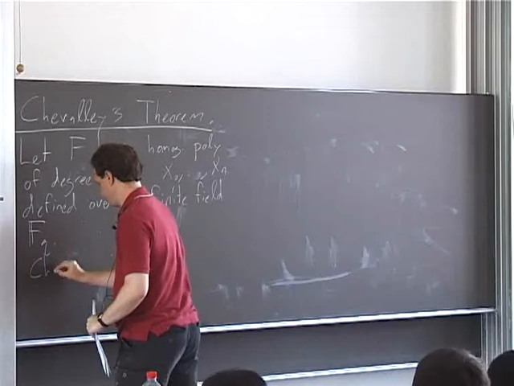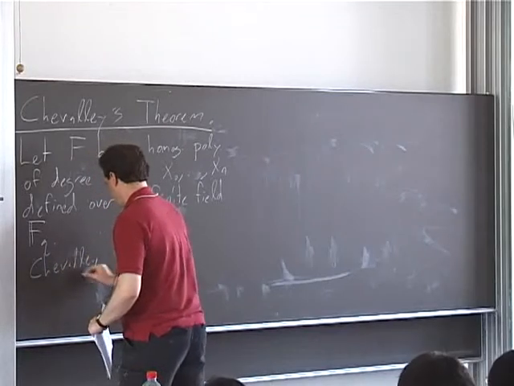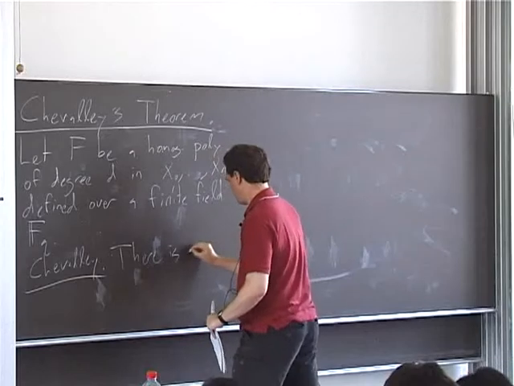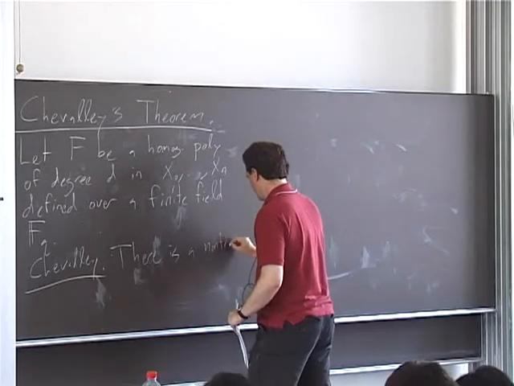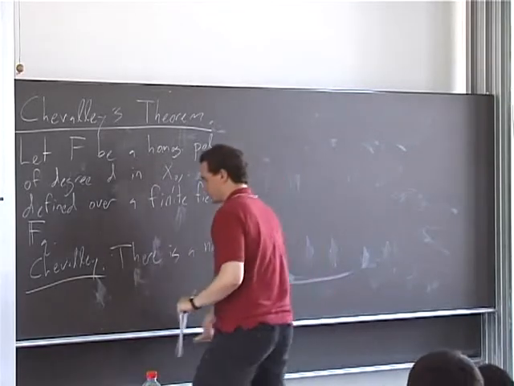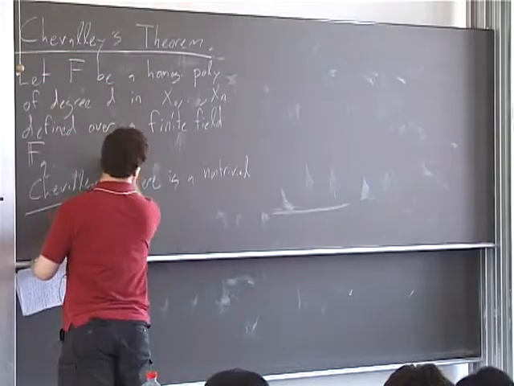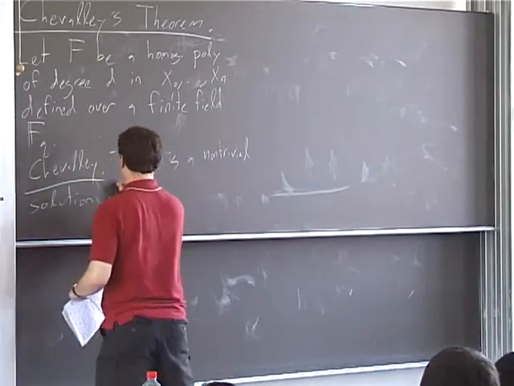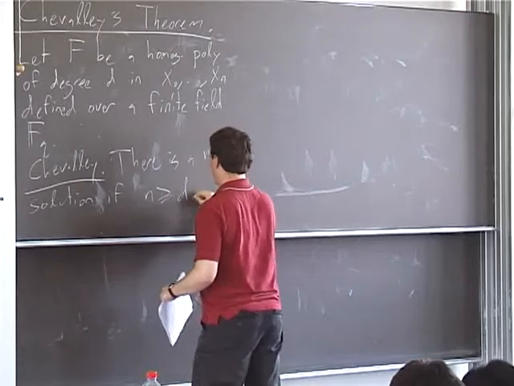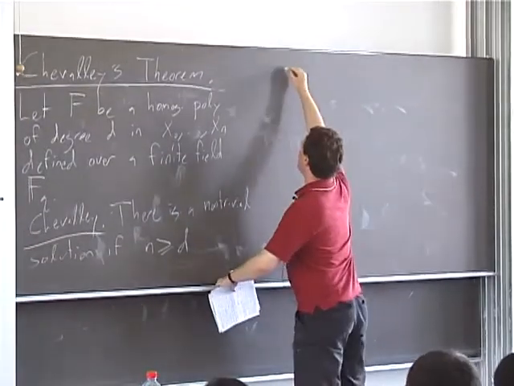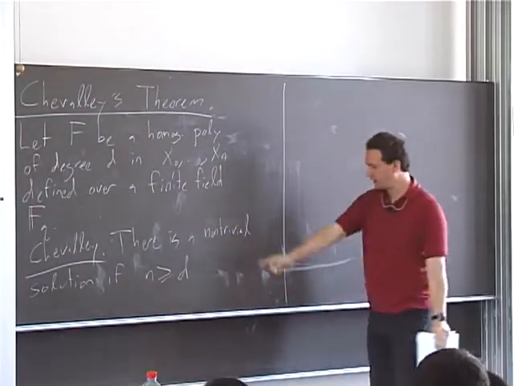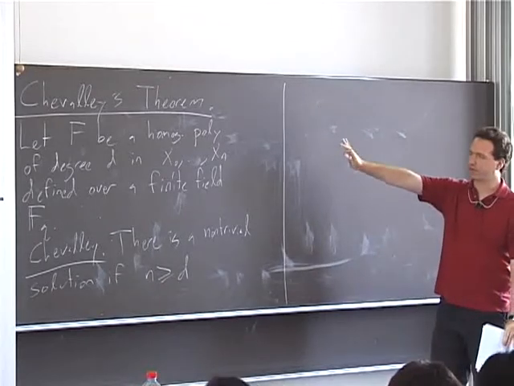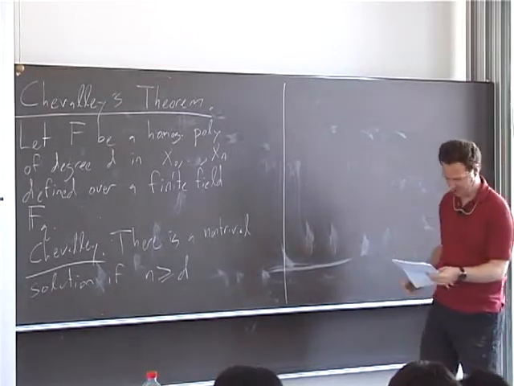So Chevalley: there is a non-trivial solution as long as the number of variables is larger than or equal to the degree. There is a non-trivial solution if n is bigger than or equal to d. So it doesn't matter what the polynomial is. As long as n is bigger than or equal to d, then there is a solution. And the proof of this isn't that hard. You can find the proof written down in a number of places.